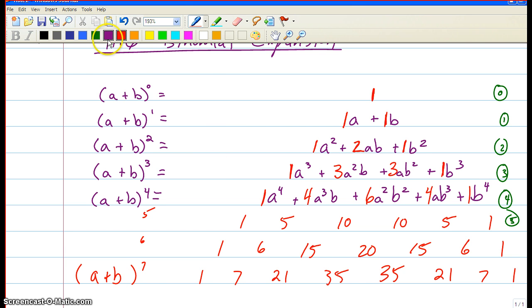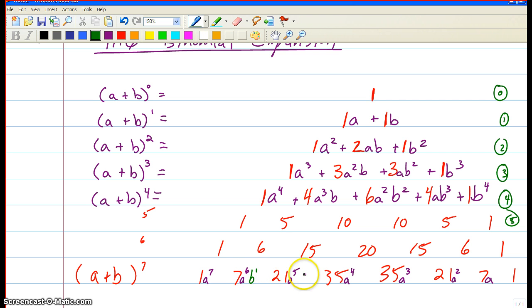From this, what we can do is we can turn around and we can start writing in the variables or the terms. Okay, it's the 7th row, starting at the 0 row. This is going to be a to the 7th then. It's going to be a to the 6th, a to the 5th, a to the 4th, a to the 3rd, a squared, a to the 1st, and a to the 0, so I'm just not going to write it. Then you can flip it up again with b's. B to the 0, so I'm not going to write it.